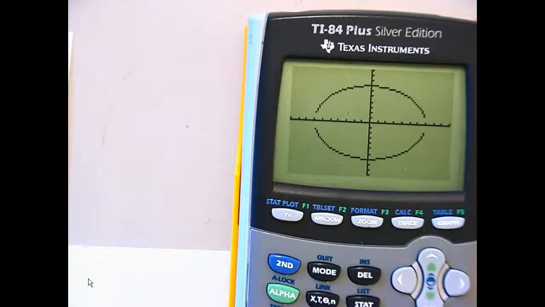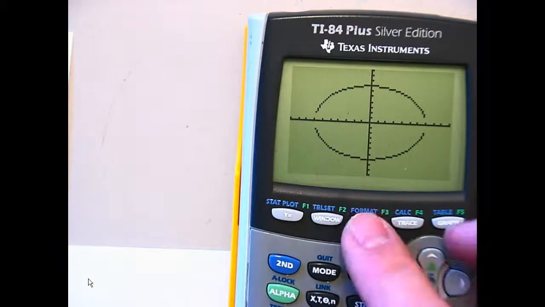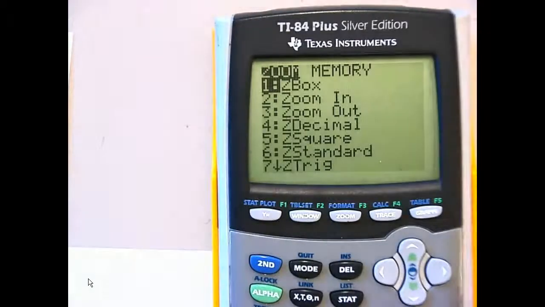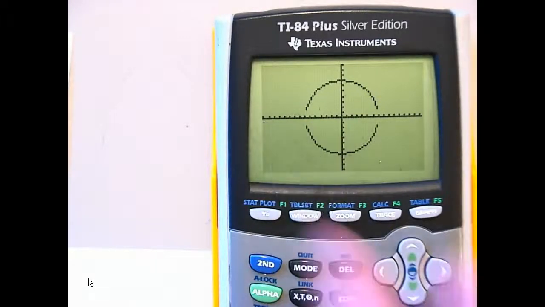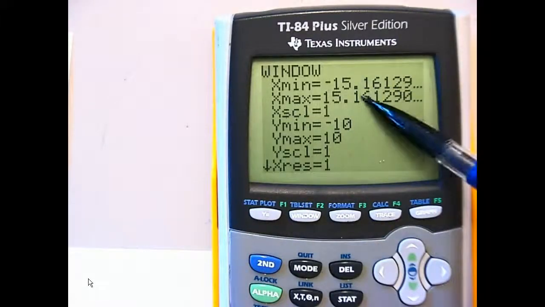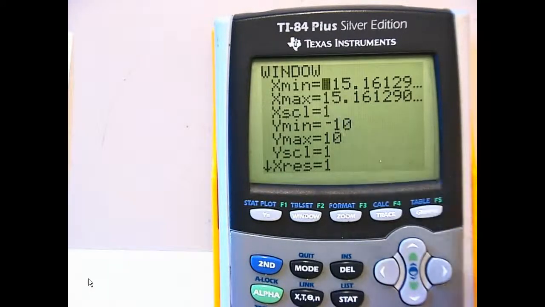Okay, if you go to zoom, square, option 5, it makes your viewing window more of a square. That means your window actually is changed to negative 15 to 15 on X and negative 10 to 10 on Y. I kind of like the oval.